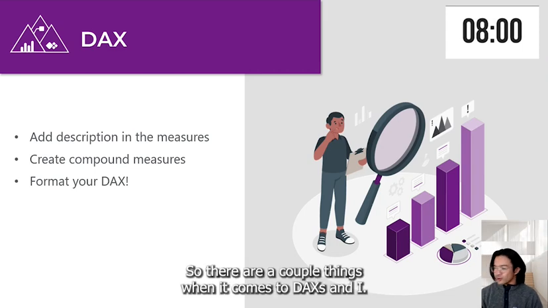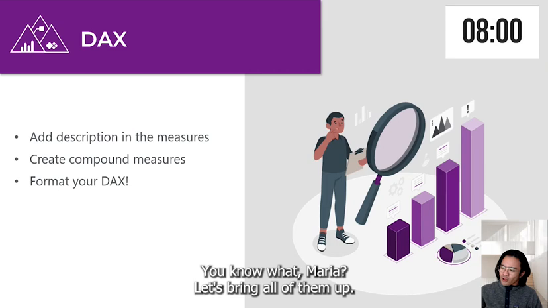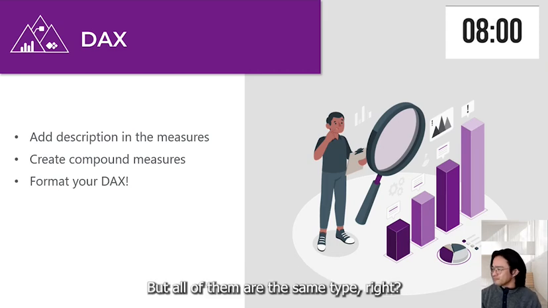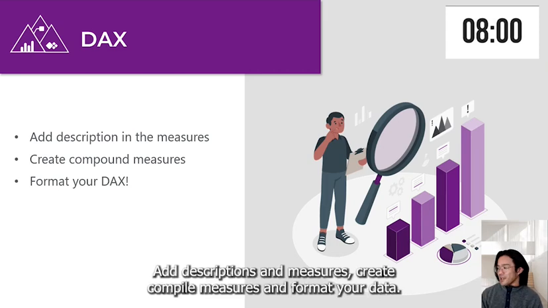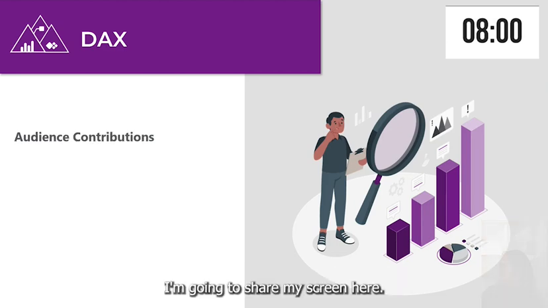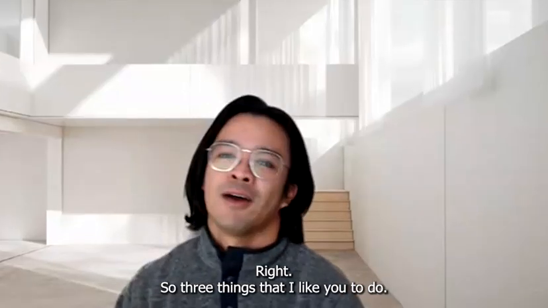All right, so there are a couple of things when it comes to DAX, and you know what, Maria, let's bring all of them up at the same time. All right: add descriptions in the measures, create compound measures, and format your DAX. I'm going to share my screen here. Three things that I want you to do.